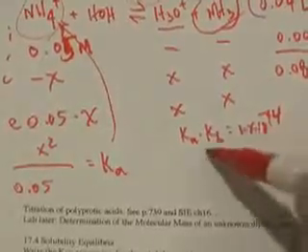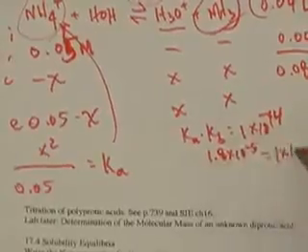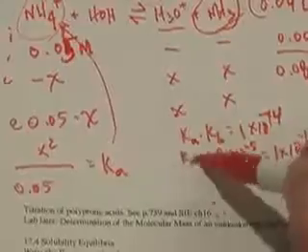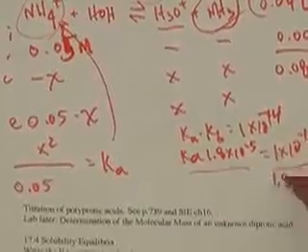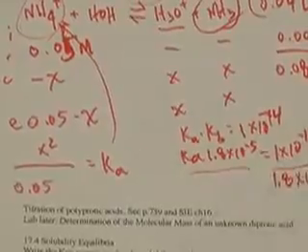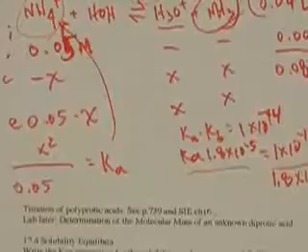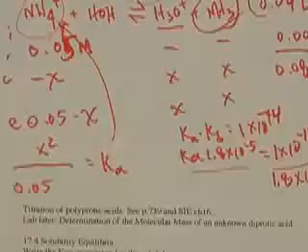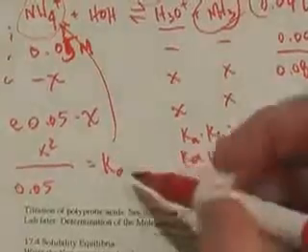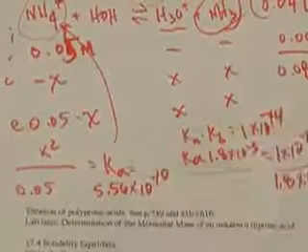The Kb for ammonia is 1.8 times 10 to the negative 5th. This is equal to 1 times 10 to the negative 14th divided by the Ka. Dividing both sides by 1.8 times 10 to the negative 5th will solve for my Ka. And that turns out to be 5.56 times 10 to the negative 10th.